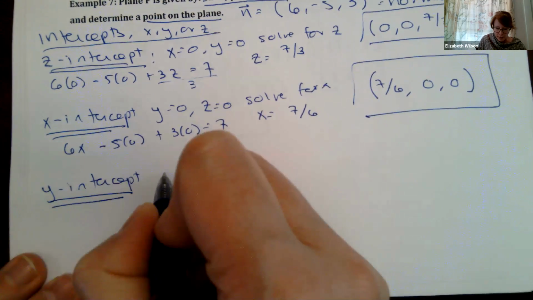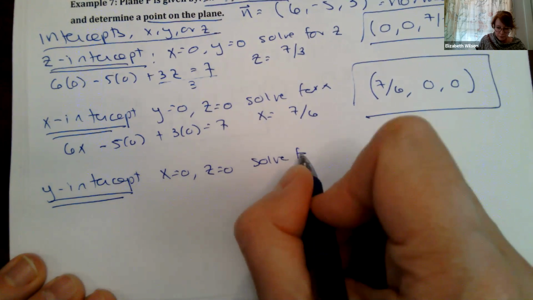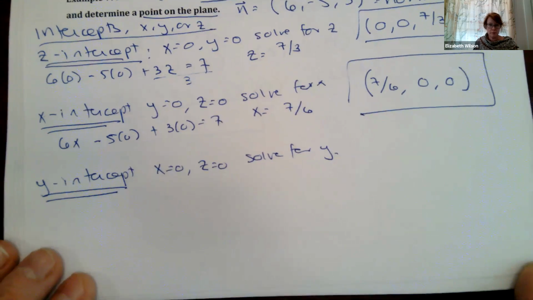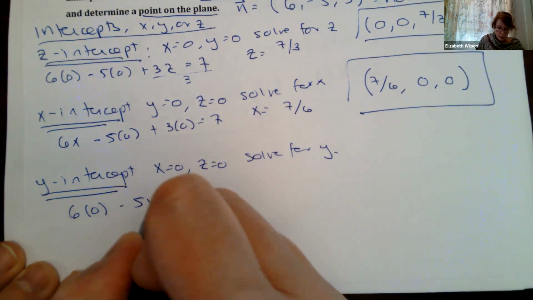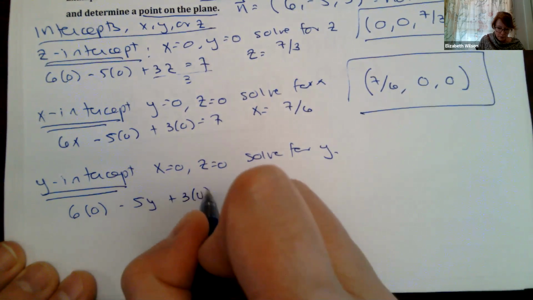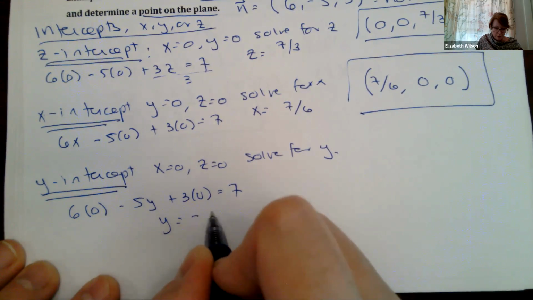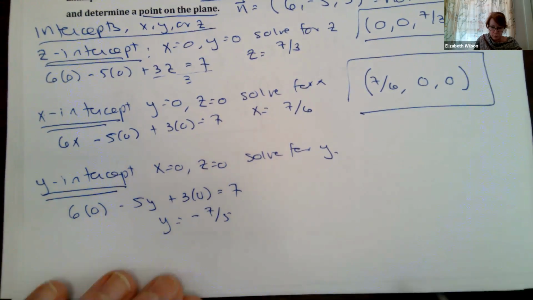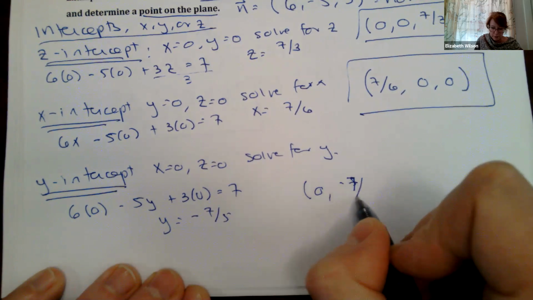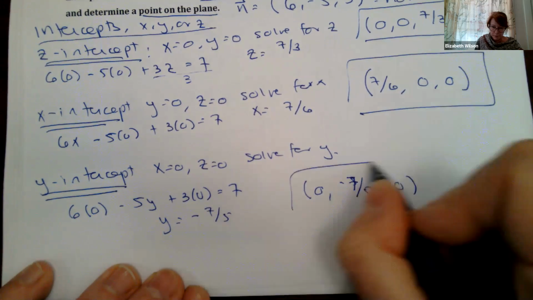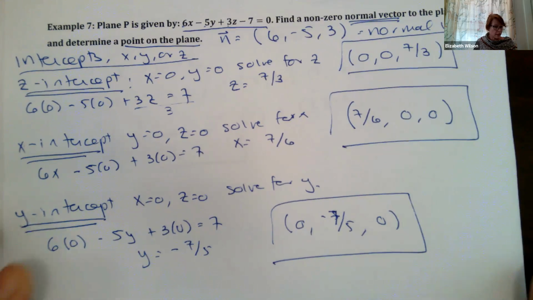So in this case, I set X equal to 0, Z equal to 0, and I solve for Y. Okay. So I'm going to say 6 times 0 minus 5 times Y plus 3 times 0 equals 7. Okay, that means my Y is going to equal minus 7/5. So the point on the plane is (0, -7/5, 0). And so that's how we do that.